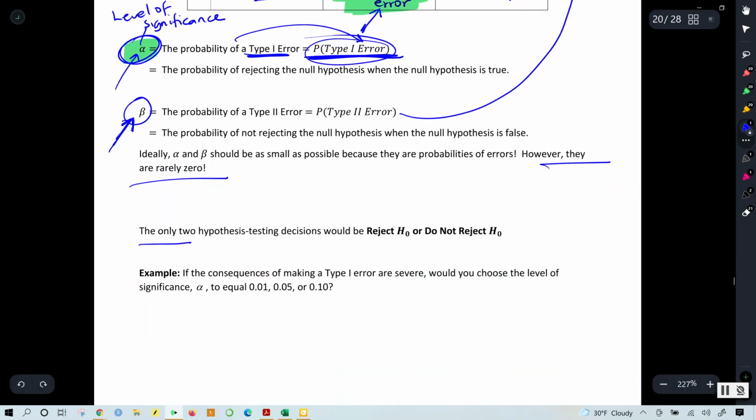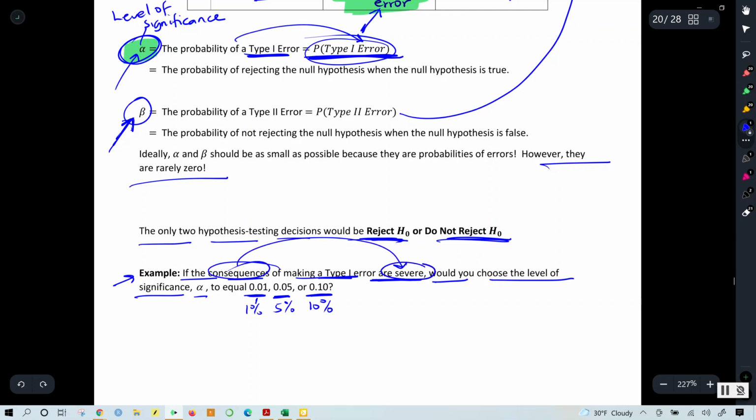So the only two hypothesis testing decisions are usually rejecting and not rejecting. We take the first example here. If the consequences of making type 1 error are very severe, would you choose the level of significance alpha to be 0.01, 0.05, or 0.10? 1%, 5%, or 10%? Well, if the consequences are very severe, I will try to minimize it if I cannot eliminate it. So I will choose alpha to be 0.01. That is the minimum value possible.